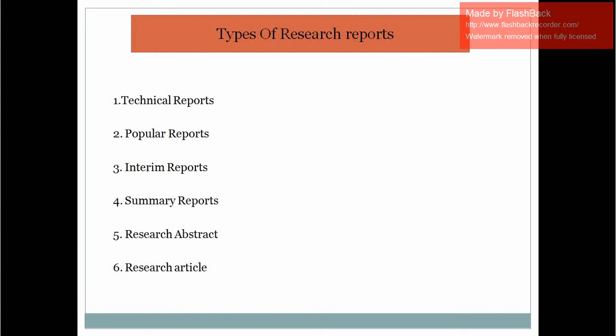So these are the various types of report that we have discussed. In this session we got a clear idea about the meaning of a report, what the essentials of a good research report are, and next we discussed the types of research report. In that we discussed what a technical report is, what a popular report is, what an interim report is, what a summary report is, followed by the research abstract and research article.